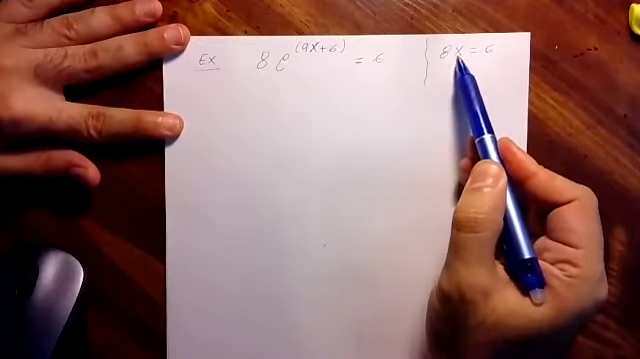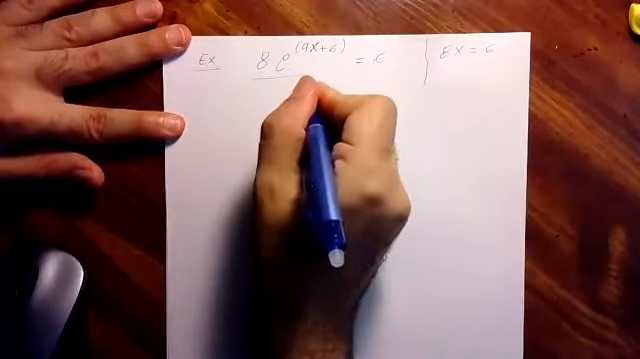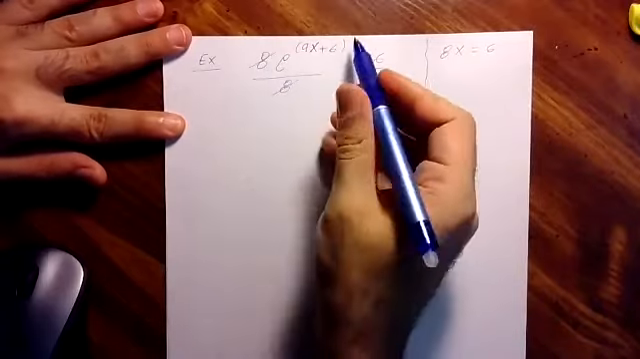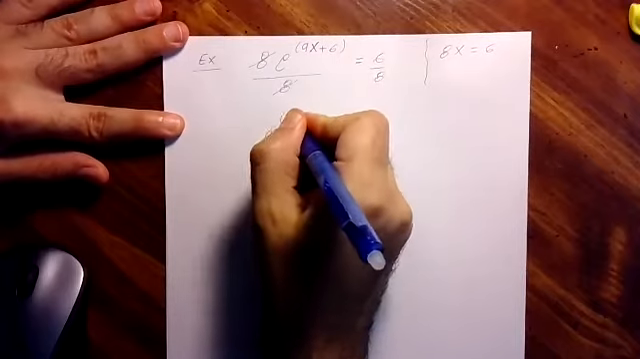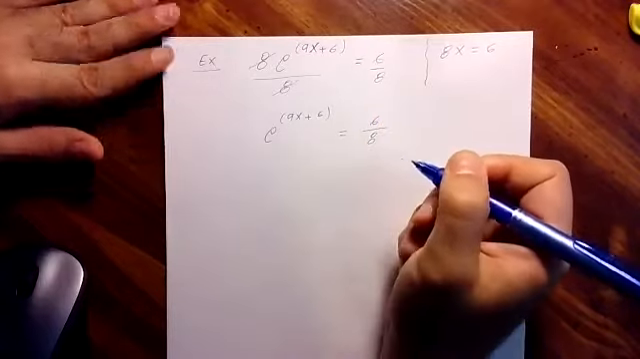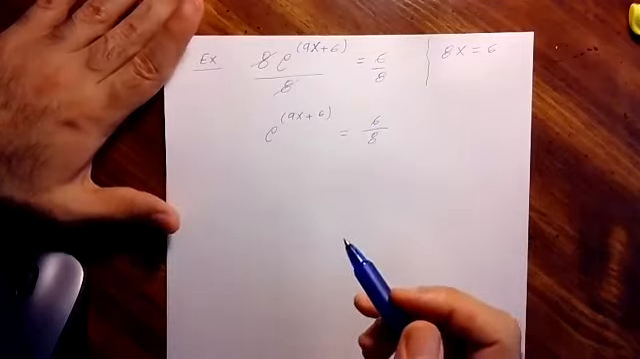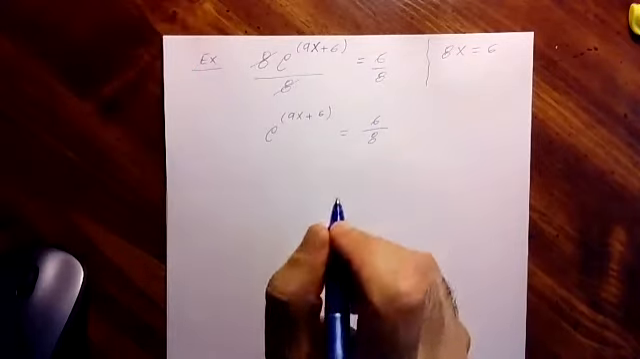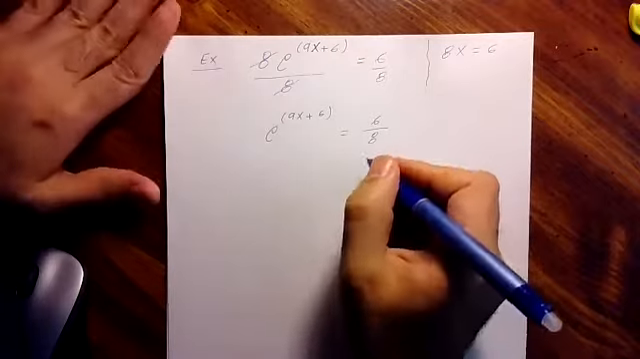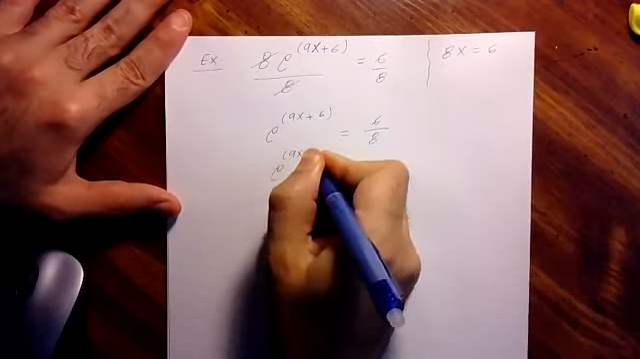So what I'm going to do here to keep the x by itself, I'm going to divide both sides by 8. So I'm going to do exactly the same thing here. I'm going to divide both sides by 8. This is the first important step. Cancel these. The leftover here is just e to the 9x plus 6 equals 6 over 8. Now, next step, 6 divided by 8, which is 0.75. So this one is 0.75 equals e to the 9x plus 6.